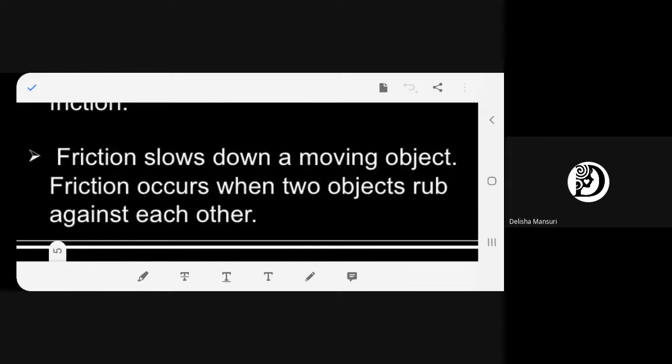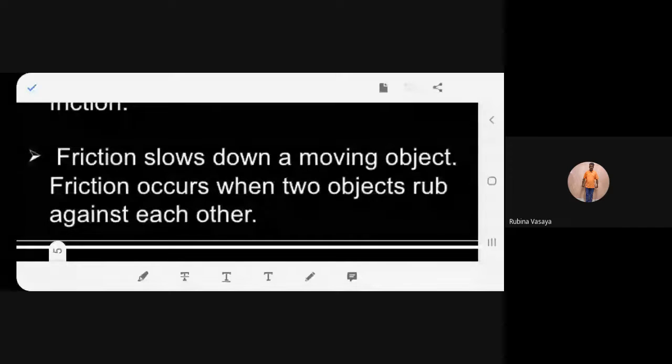Friction slows down a moving object. Ma'am, can I read? Okay. Friction slows down a moving object. Friction occurs when two objects rub against each other.